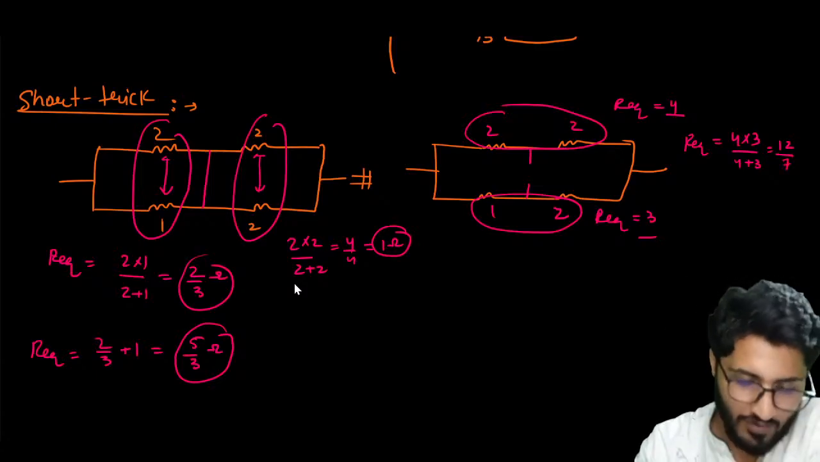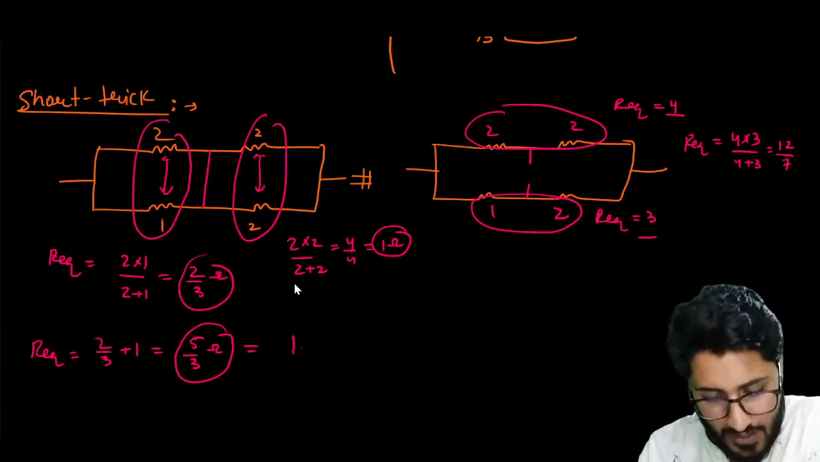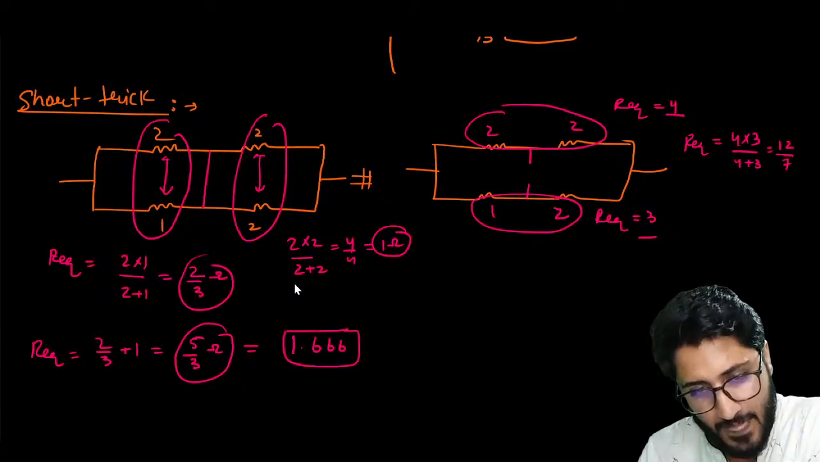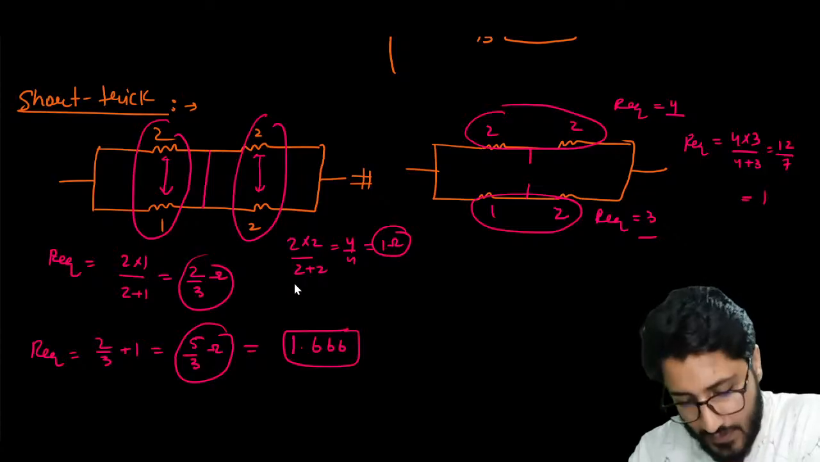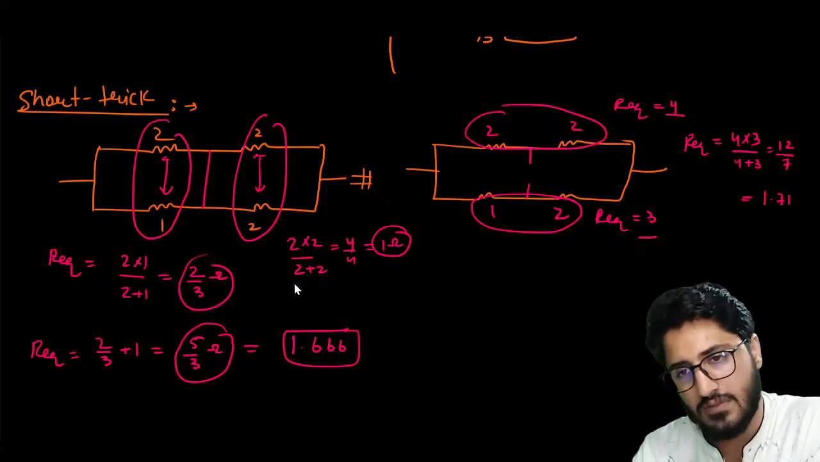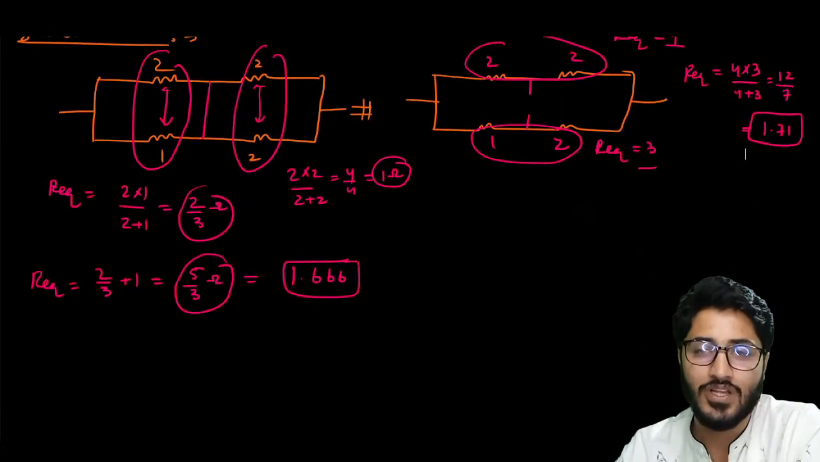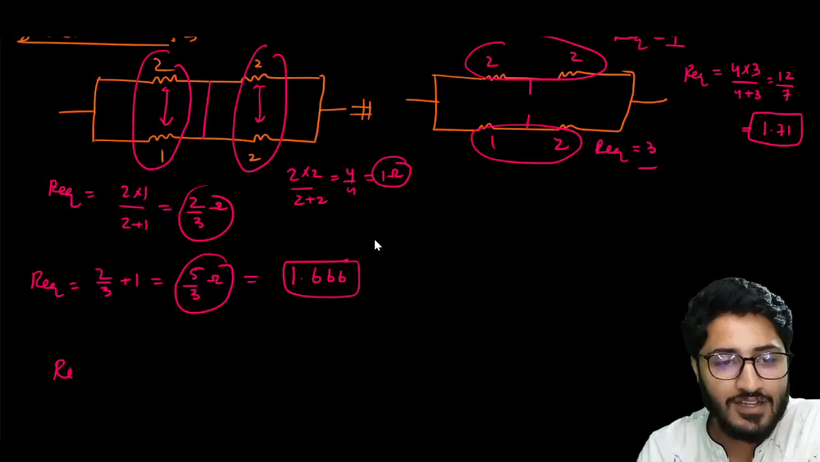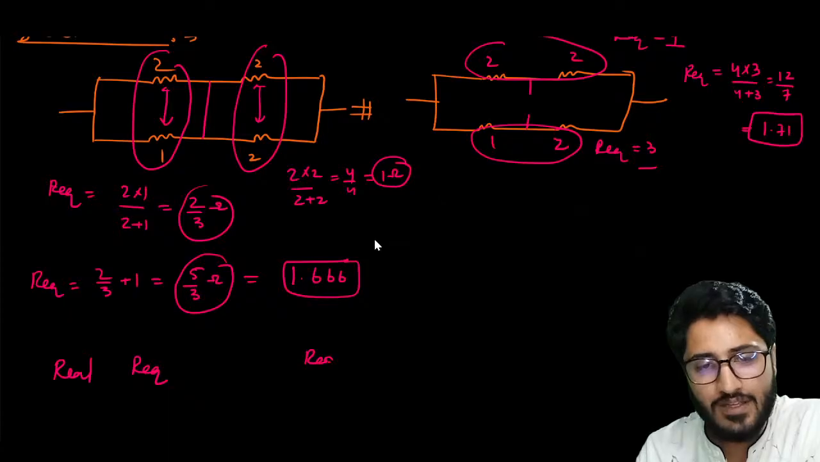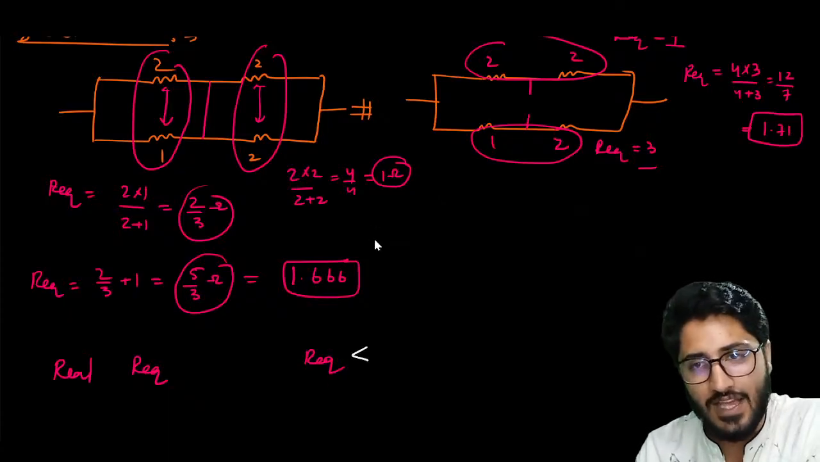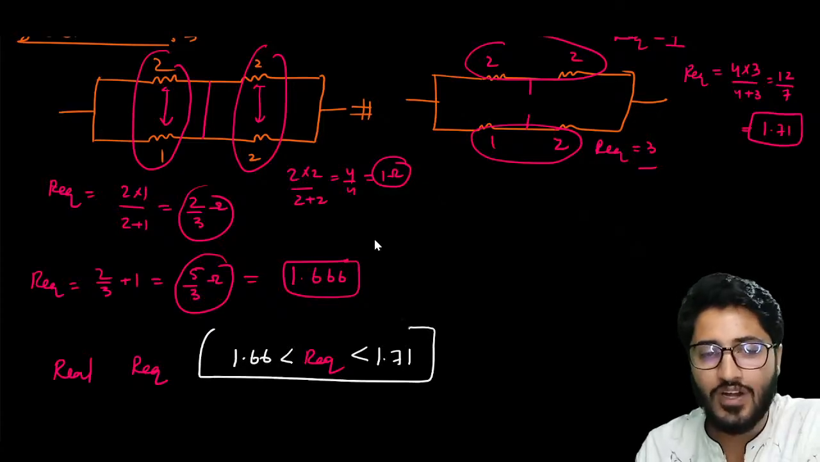Now look, what is the value of 5 by 3? Sir, it is how much? 1.666 something. What is value of 12 by 7? Sir, its value is 1.71 something, no? So the real R equivalent will be less than 1.71 and more than 1.66.